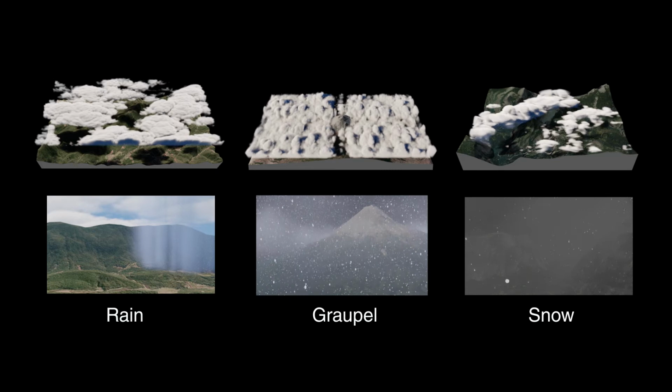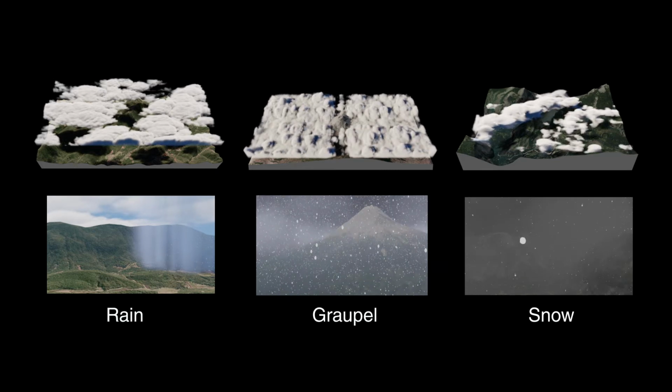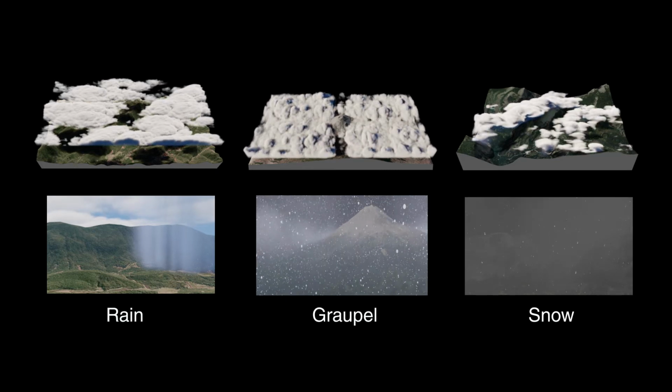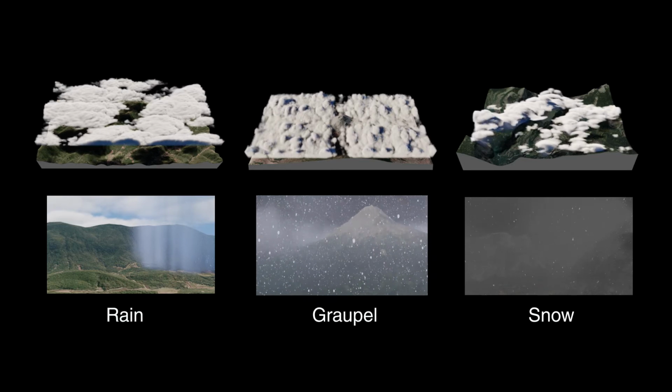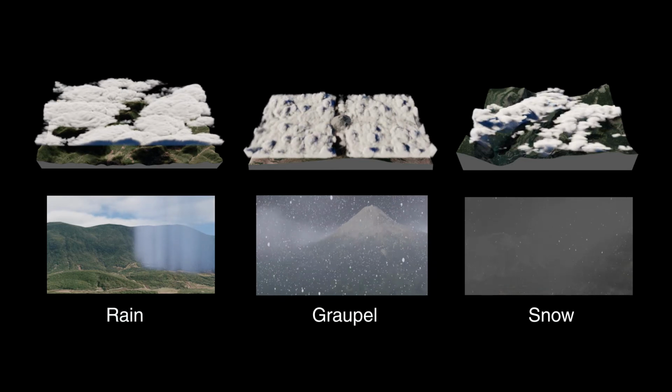In these scenes, we demonstrate the simulation of light rain in the Appalachian Mountains, a snowstorm over the Popocatépetl volcano, and heavy snowfall in the Yosemite National Park.